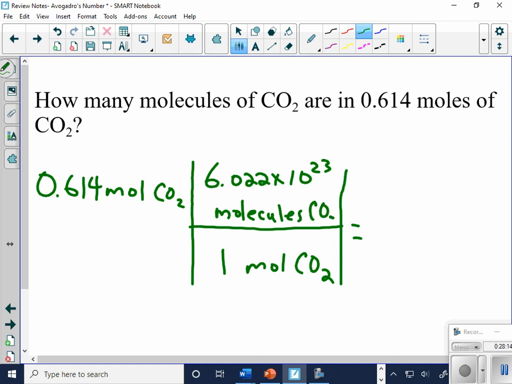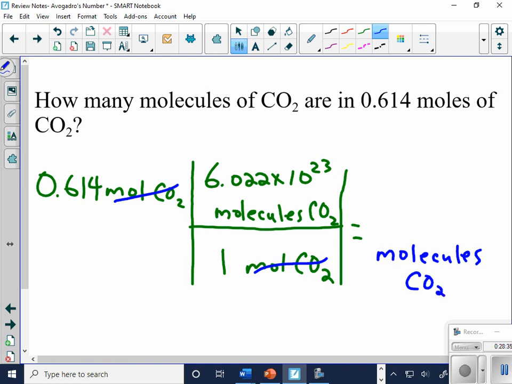Avogadro's number of molecules of carbon dioxide. A mole of carbon dioxide over a mole of carbon dioxide is equal to 1. That'll cancel, leaving me with the label molecules of carbon dioxide.